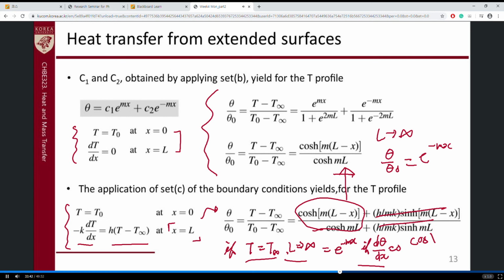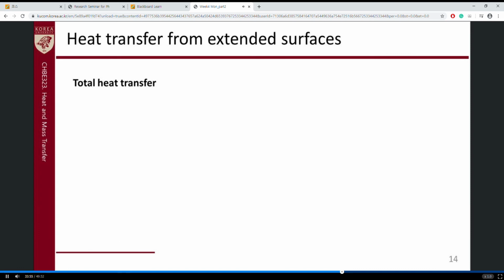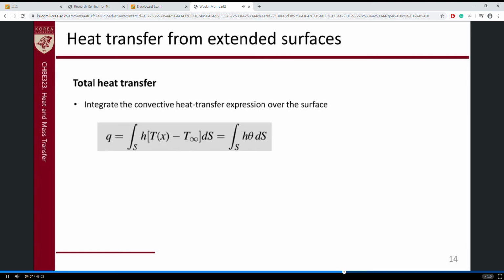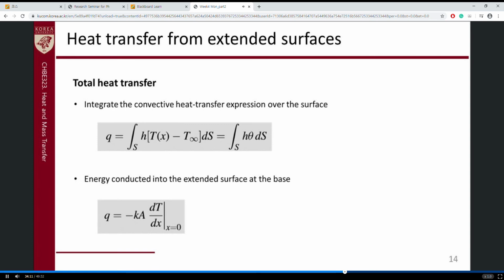Solving the differential equation is not important in this class. We must understand the exact physical meanings of those, and then we can solve the problem. Okay, all right. So so far we have studied the T distributions, right? But from now on we will solve for the heat flux, the heat transfer, right? So let's think about that.